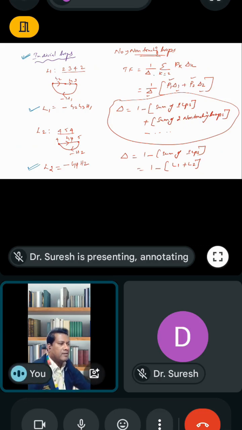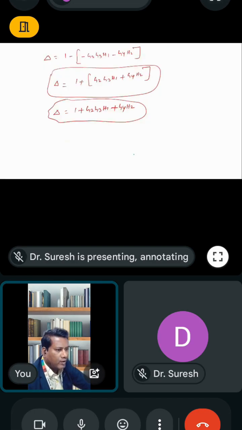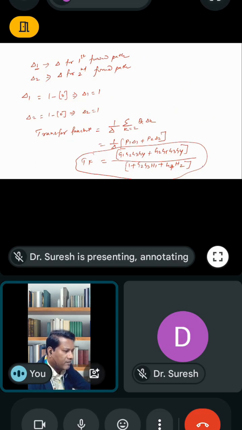Then apply the forward path values in the transfer function, expand the formula and identify del 1 and del 2. The formula is similar to del, but we have to apply it for the first forward path and second forward path. After applying it, we got the del value and the overall transfer function of the system. Okay, I hope everyone is clear about signal flow graph.